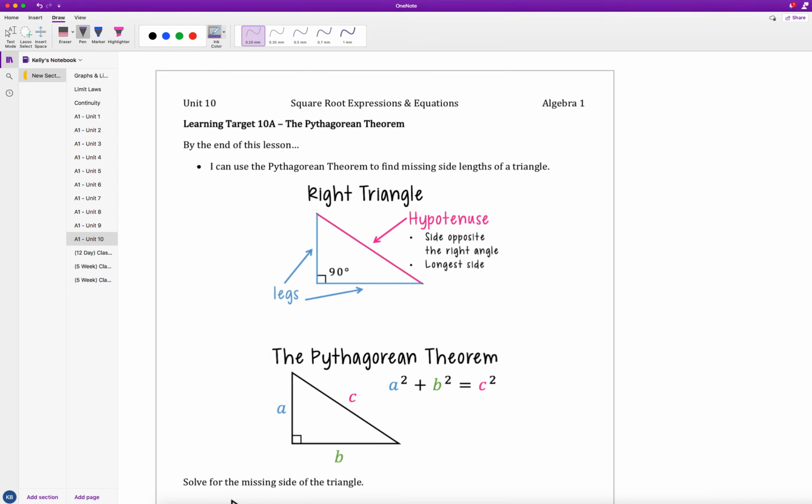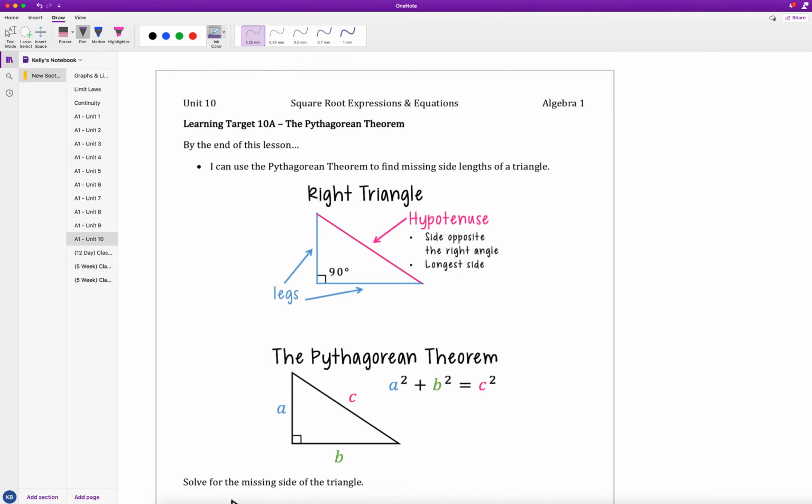Of Unit 10. Unit 10 is all about square root expressions and equations. In this video, we're going to talk about learning target 10a, which is the Pythagorean Theorem. By the end of this lesson, you will be able to use the Pythagorean Theorem to find the missing side of a right triangle.